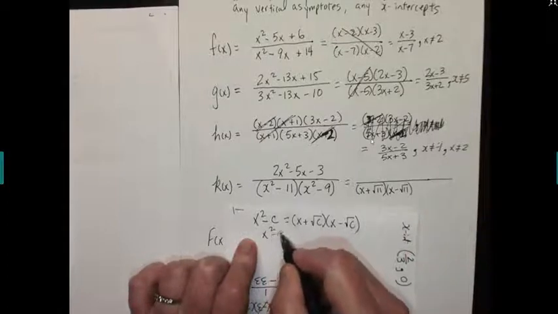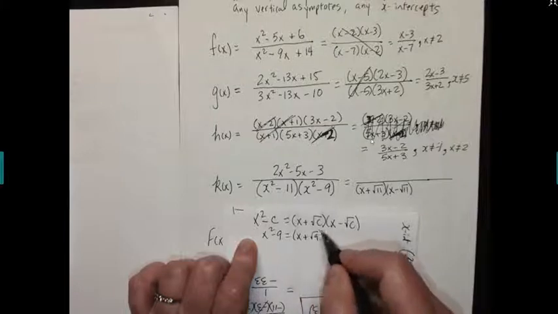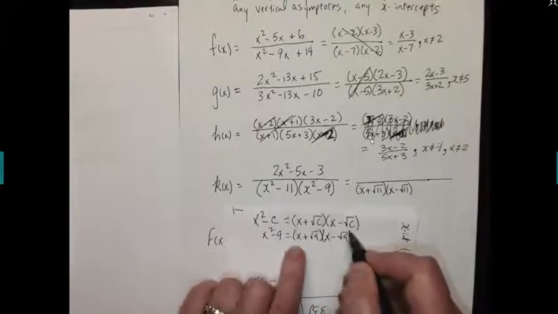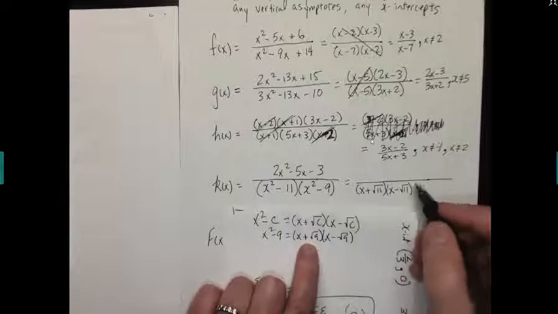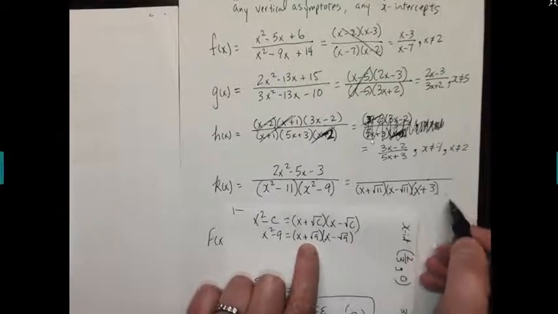X squared minus 9 will factor as x plus the square root of 9 times x minus the square root of 9. But 9 is nice. The square root of 9 is 3. So this will factor as x plus 3 times x minus 3.